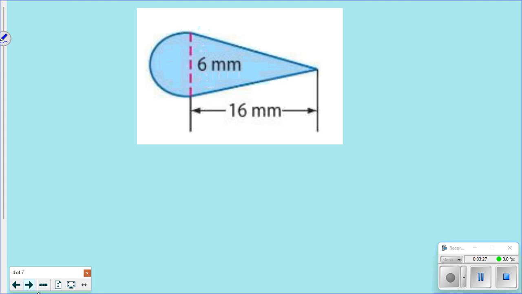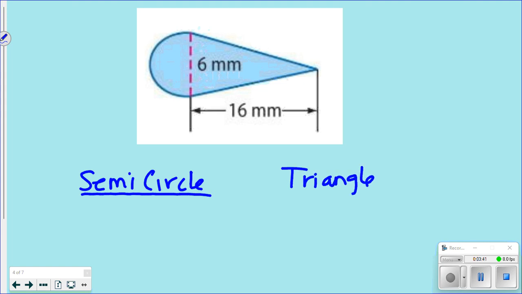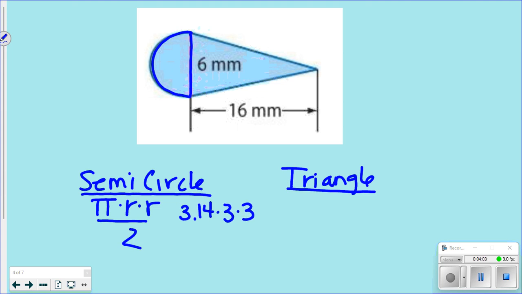So first of all, I'm going to look at this and say, okay, what shapes do I see in there? Well, I see a semicircle. Notice how I'm writing down what I see, and I see a triangle. The next thing I like to do is write out the formulas. So for a semicircle, we've talked about this, pi times radius divided by 2. So I'm going to look at my semicircle right here, and I'm going to start to figure out what my area is there. If my diameter is 6, I know my radius is 3. So I know it's going to be 3.14 times 3 times 3, all divided by 2, and I'm going to do that on my calculator quick.